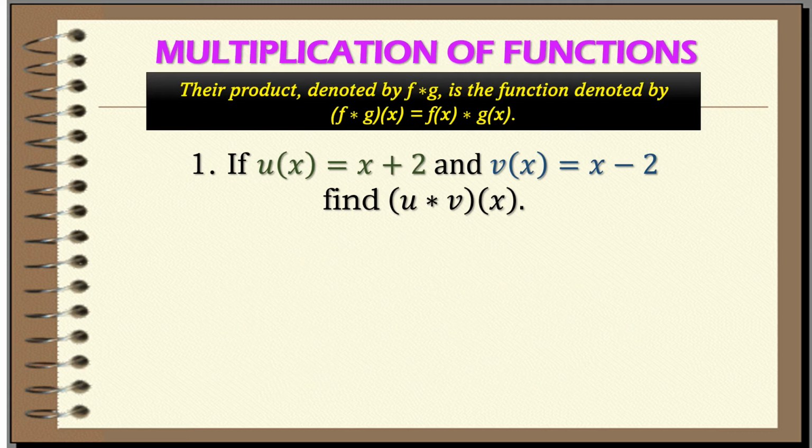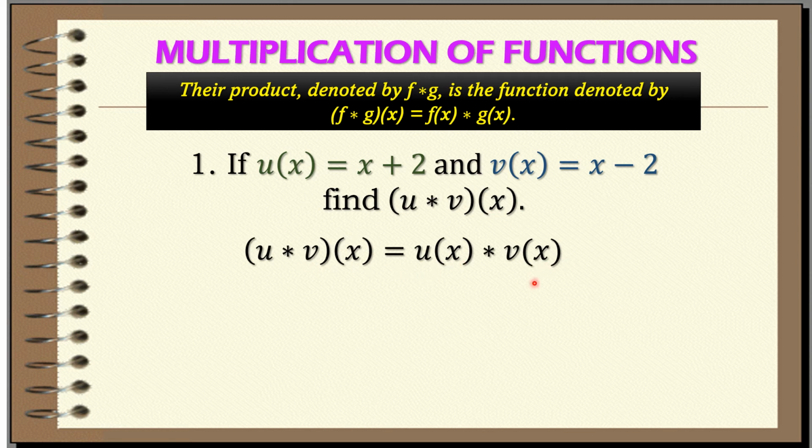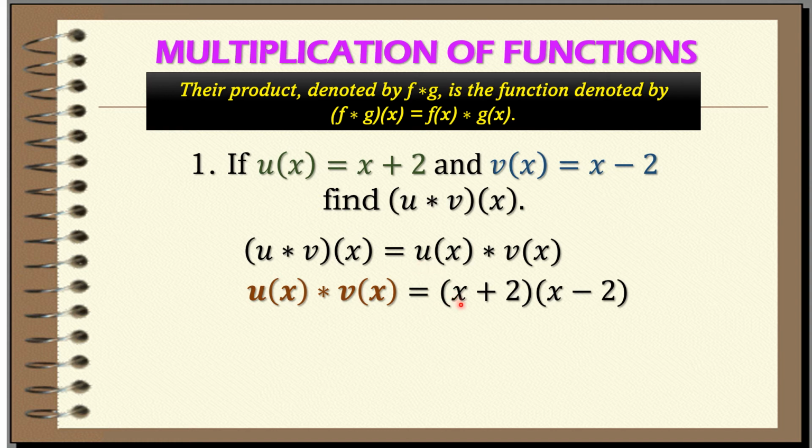Now, let's move forward to multiplication of functions. So here is the definition of that. We have an example. If u of x is equal to x plus 2 and v of x is equal to x minus 2, find u times v of x. The first thing to do is to define the operation. Then the next one, we have to put the value of u of x, the quantity x plus 2, times the value of v of x, which is x minus 2, and we're going to multiply them.